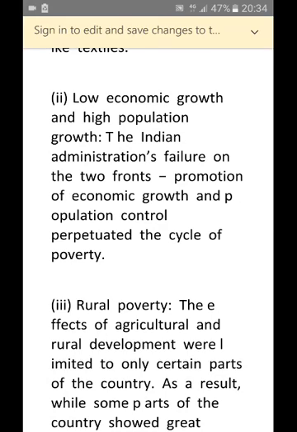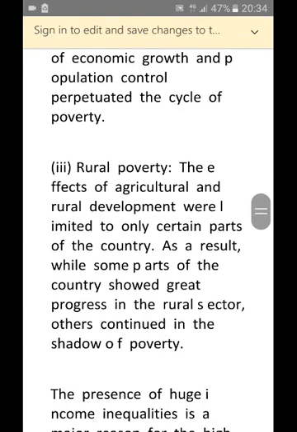Then the second point comes here: low economic growth and high population growth. The Indian administration failed on two fronts, that is promotion of economic growth and population control. This perpetuated the cycle of poverty.